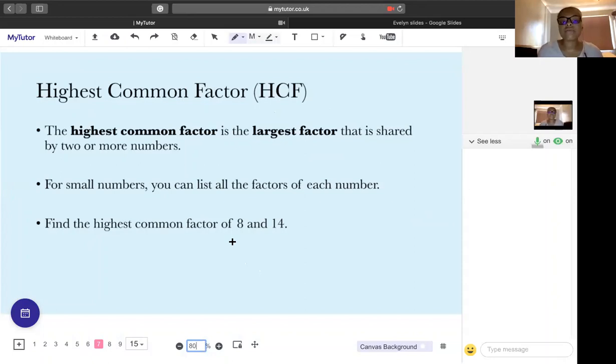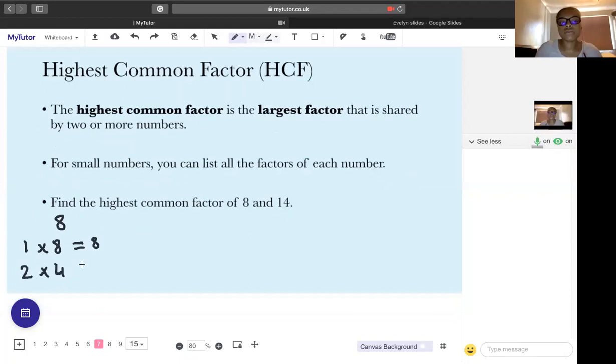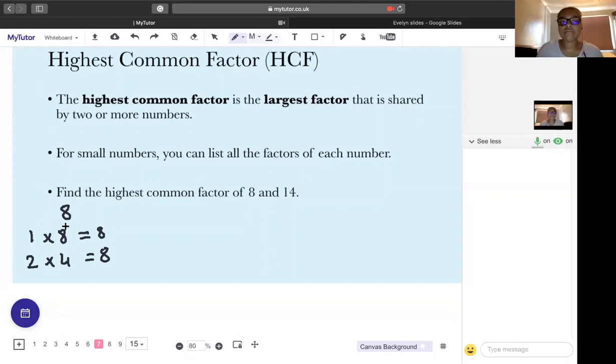Now, for small numbers, it's quite simple to find out the highest common factor, because we could just list all of the factors, because there wouldn't be that many. So if we looked at the numbers 8 and 14, all the factors of 8 would be, you've got 1 times 8, which gives us 8. You've got 2 times 4, which gives you 8. And those are the only factors you have of 8. So you've got 1, 2, 4, and 8 as your factors for 8.